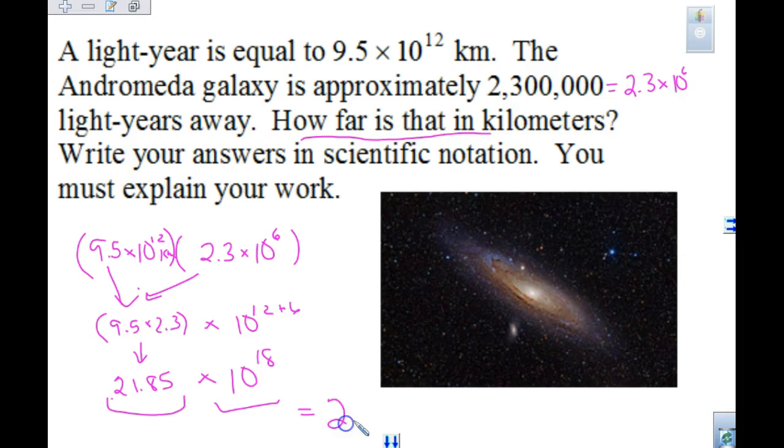This is going to be 2.185 times 10 to the what power? Why 19? Moving at 18, gotta go one more, right? So to the 19. Okay? Questions?